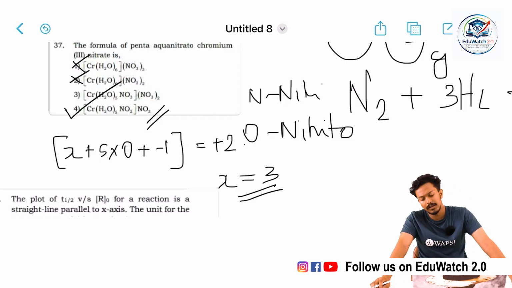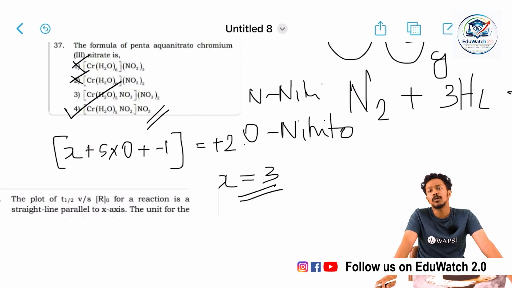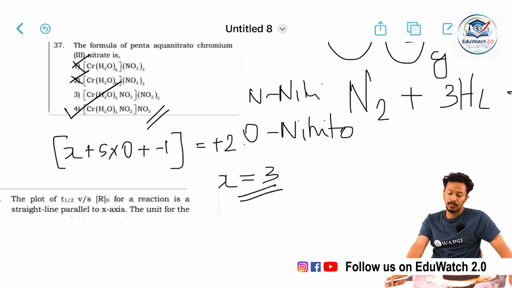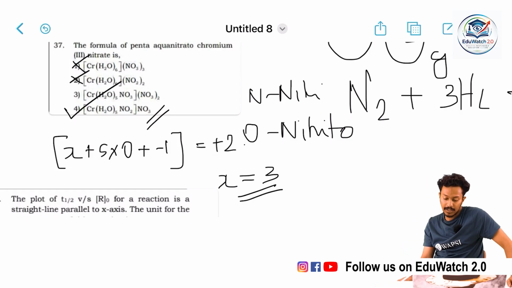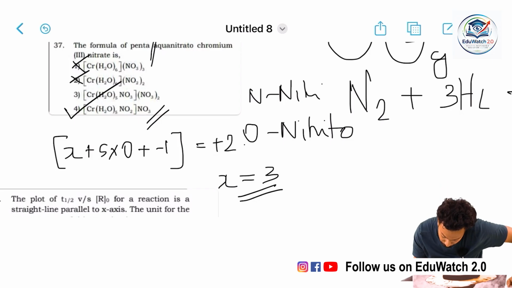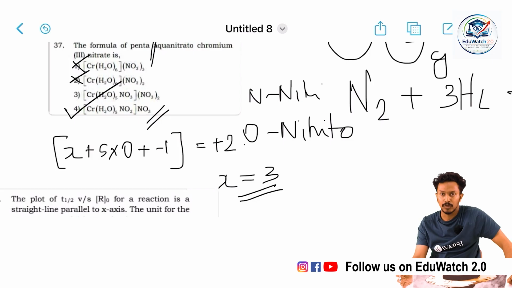There is a slight mistake in this question actually. We should not put spaces between the naming of any coordination ligands. I don't know why they have put a space between each word. Actually, there should be no space between penta, aqua, chromium or 3 nitrate. It should be a joined word.